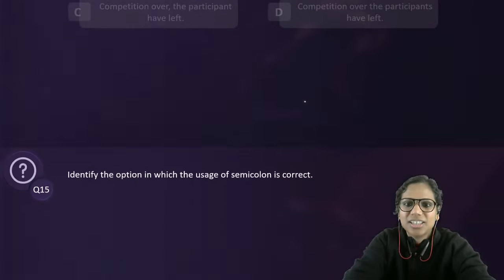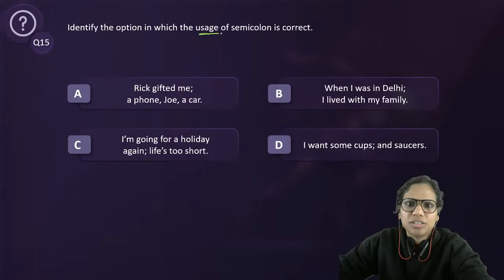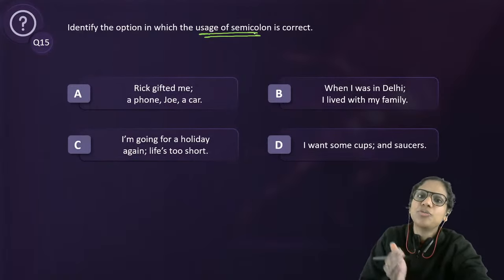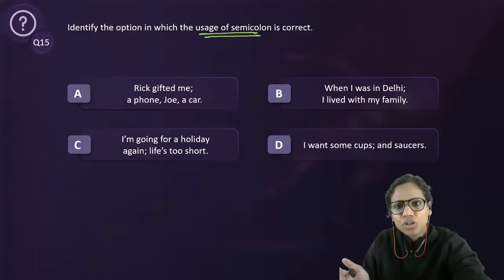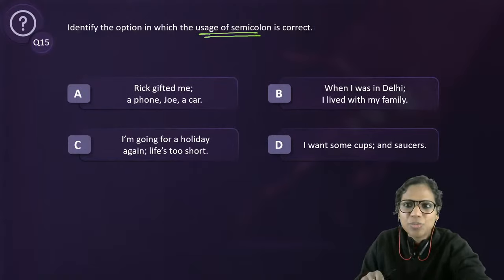Okay. Now let's have a look at the usage of semicolon. So we have so far looked at a comma, an apostrophe, usage of apostrophe for possession and for contractions. Okay, now let's have a look at this semicolon.